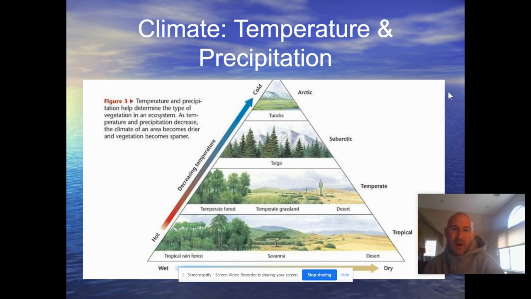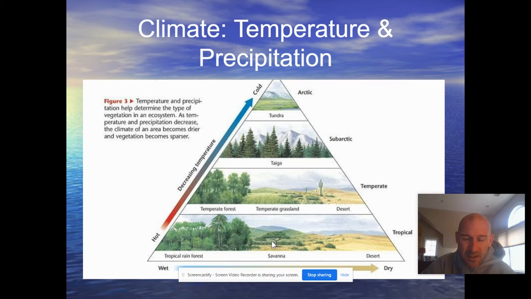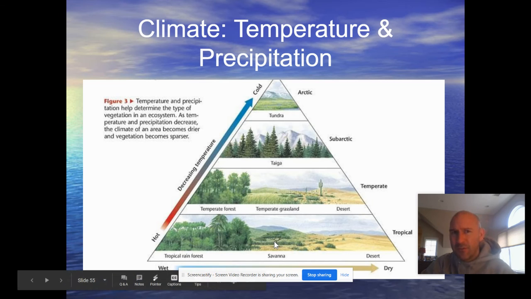Really what determines biomes are two things: temperature and precipitation. And this nice little pyramid really helps you see the difference here. If we look down at the bottom, you can see very, very warm temperatures. Well, what biomes have very, very warm temperatures? Your tropical rainforest, your savanna, think of the African savanna with lions and tigers. Well, actually mainly lions. Tigers don't really live there. And then your desert. All of these have very, very warm temperatures.